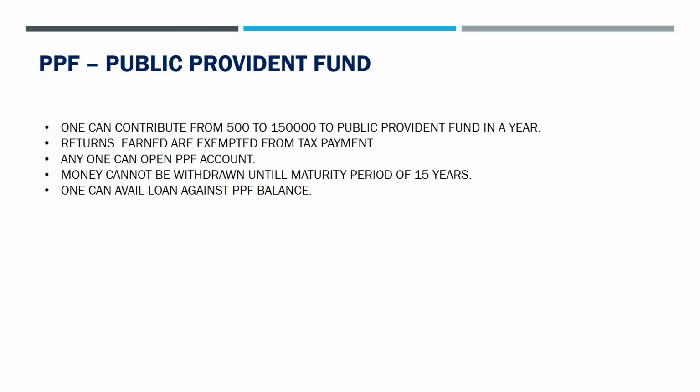What are the characteristics of the PPF? Any Indian citizen can open this account and start investing from 500 rupees to 1,50,000 rupees in a given financial year. The amount you contributed is exempted under 80C section if you are in the old regime, and the amount you receive from the PPF as a return is also tax exempted. Of course, you cannot withdraw the money when you want. It comes with a lock-in period of 15 years. Of course, you can avail the loan facility based on the balance available in your PPF.